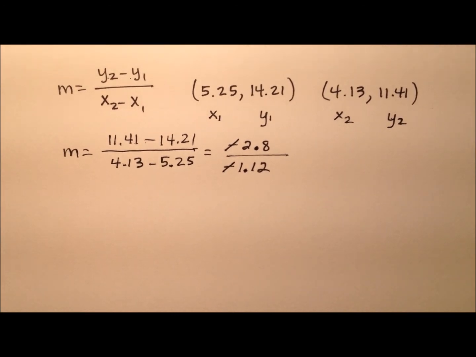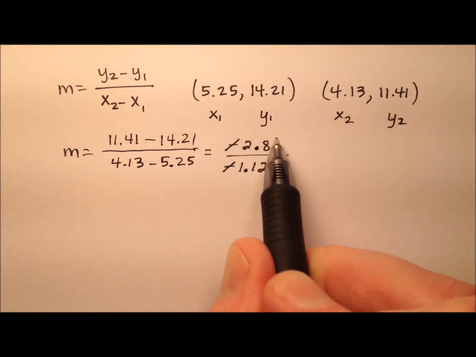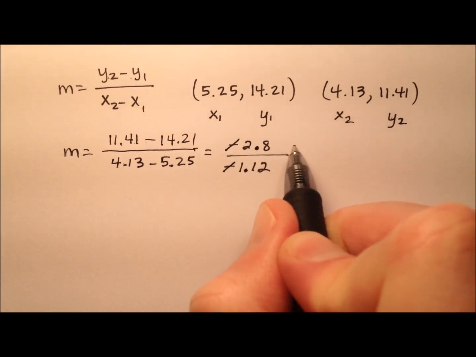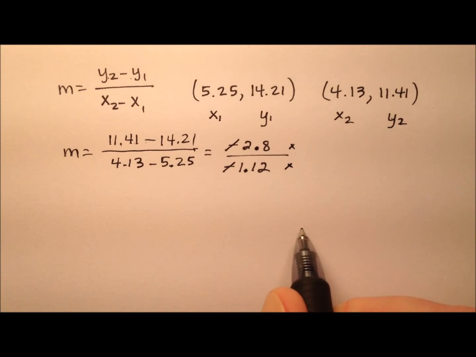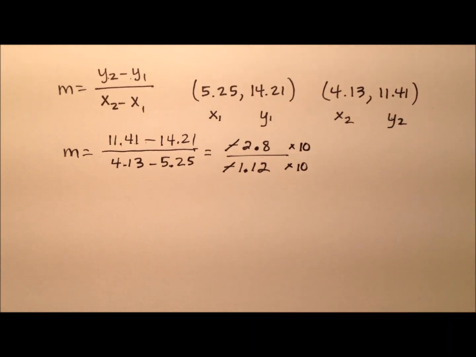Well, I don't like that. So here's what we're going to do in order to get rid of the decimals in our fraction. I'm going to multiply by powers of 10. So we'll start by multiplying by 10 on the top and bottom.